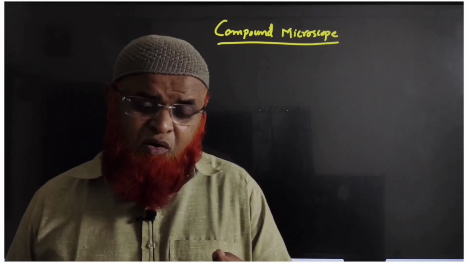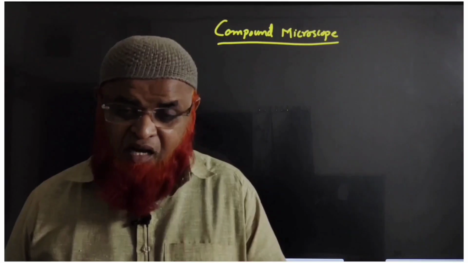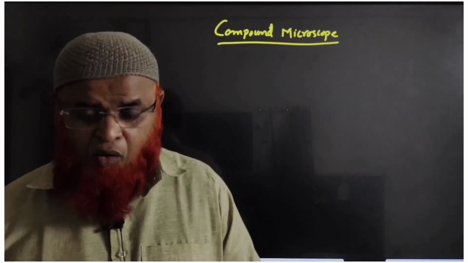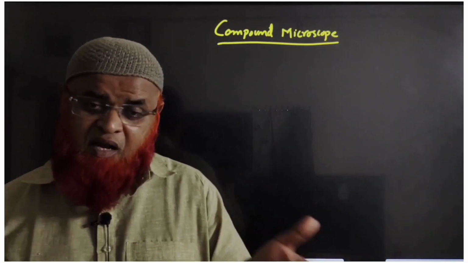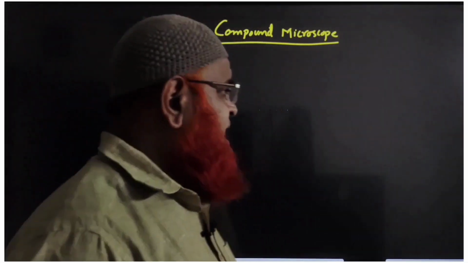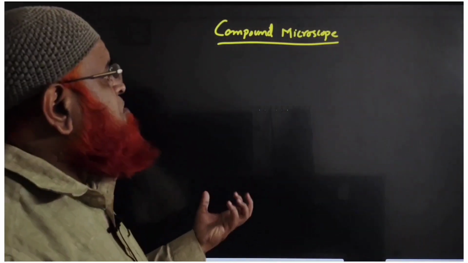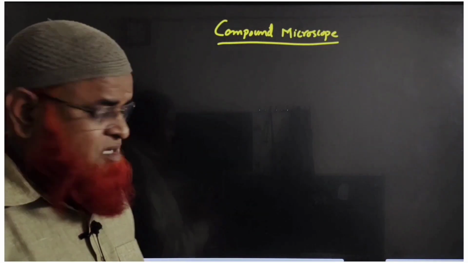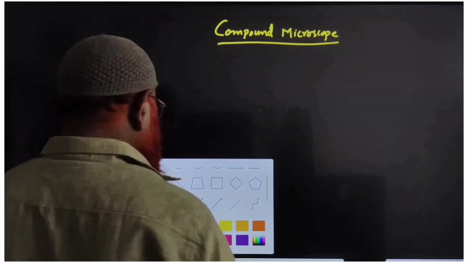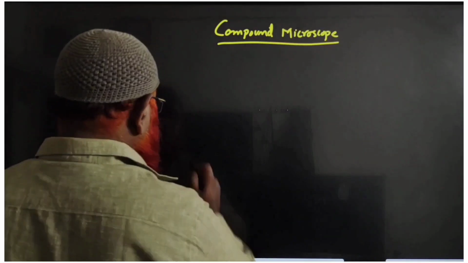The very tiny microorganisms which cannot be seen directly can be seen in a microscope. The name itself says it: a scope for seeing microorganisms. That is said to be a microscope. And a simple microscope is different from a compound microscope. Compound means there are two lenses here, so in this case we have to consider two lenses.